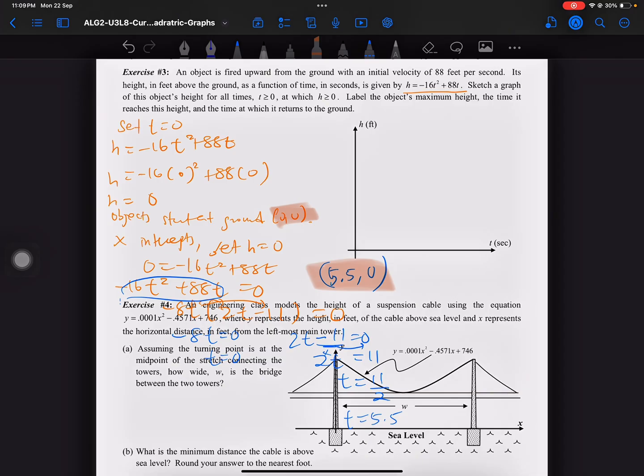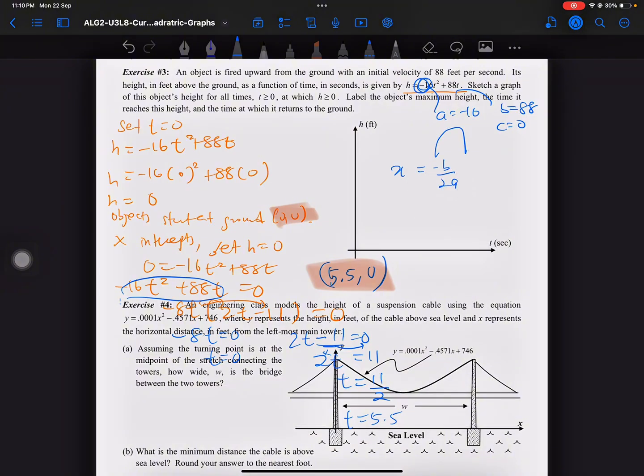So the parabola opens downward because our A here is not positive. From here, A is negative 16, B is 88, C is 0. So I know that the graph, or parabola, opens down, and that means the highest point is called the turning point. So to find the turning point, our equation is x equal to negative b over 2a.